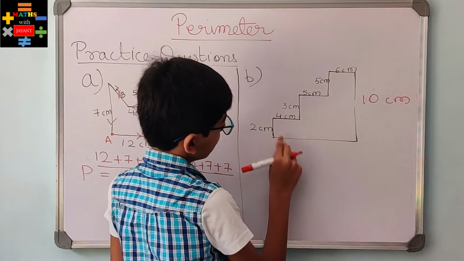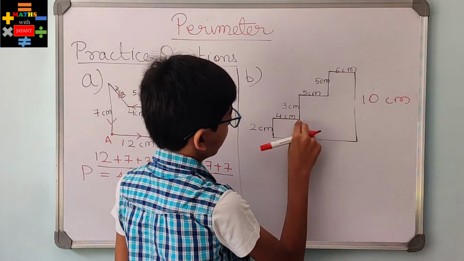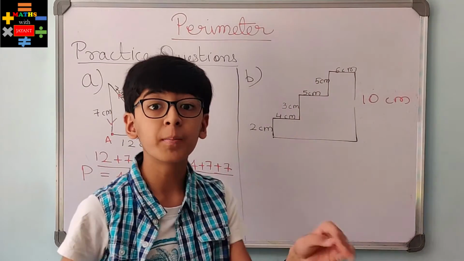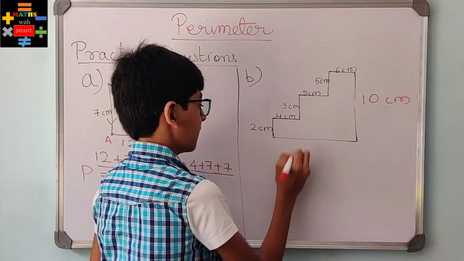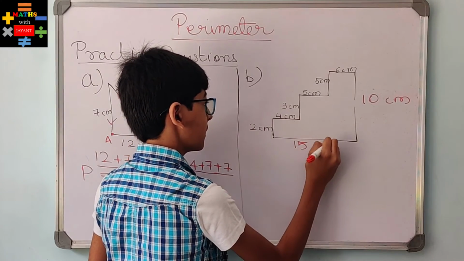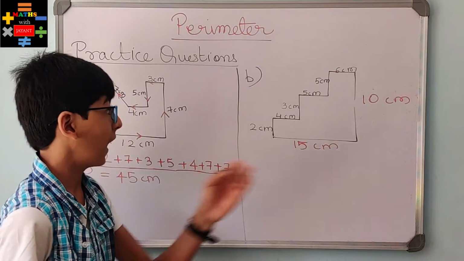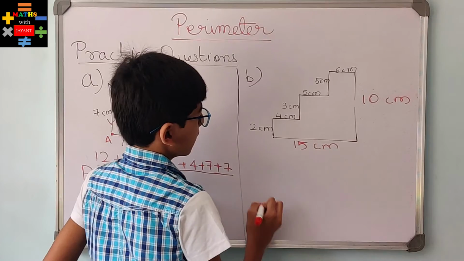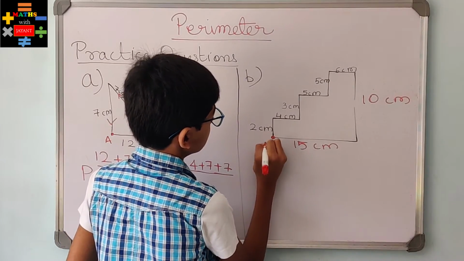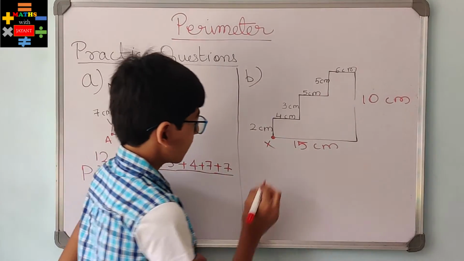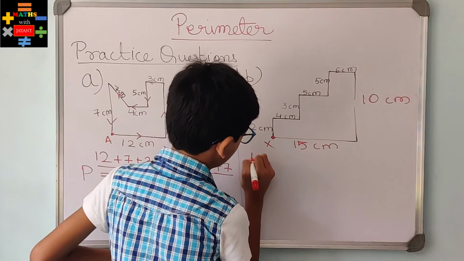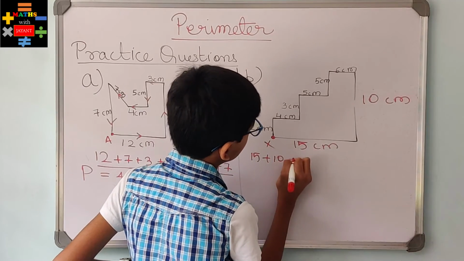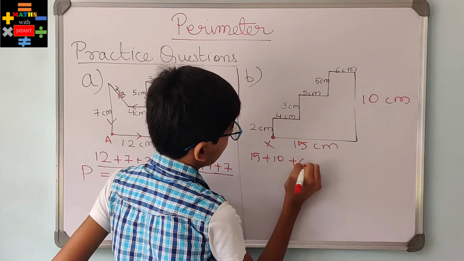So over here also we see that this line is a combination of 4 centimeter, 5 centimeter and 6 centimeter. So we can do 4 plus 5 plus 6, and what is that? It is 15 centimeter. Now we will add all of this and we will get the perimeter of this figure. So let us start from here and name this point X. So let us start. First we go on to 15 centimeter. Then we go like this and add 10 centimeter. Then we add 6 centimeter.